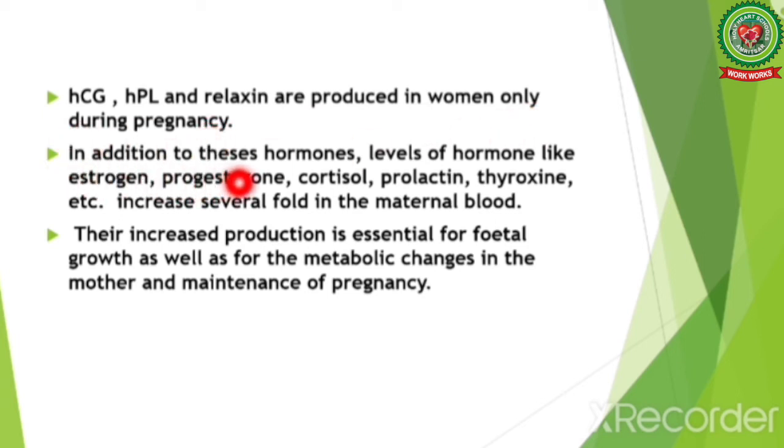In addition to these hormones, levels of hormones like estrogen, progesterone, cortisol, prolactin, thyroxine, etc. increase several fold in the maternal blood. Their increased production is essential for fetal growth as well as for the metabolic changes in the mother and maintenance of pregnancy.